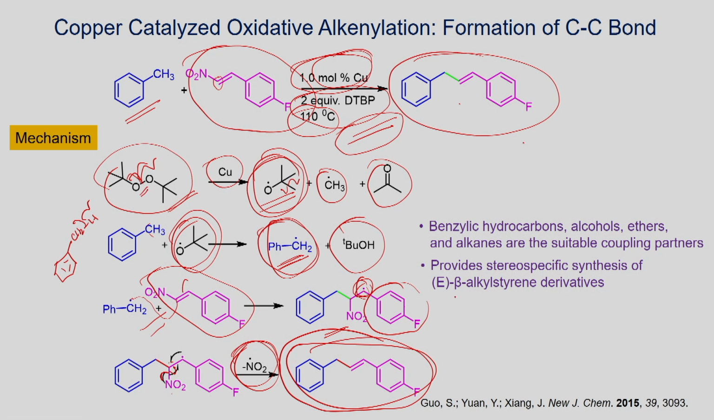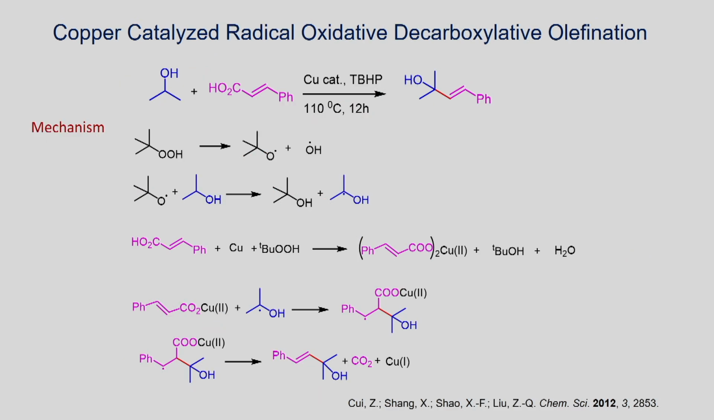In this way, you can make beta alkyl styrene derivatives, and as you can see here, the reaction involves a catalytic amount of copper. You can use a stoichiometric amount of di-tertiary butyl peroxide to carry out the reaction.